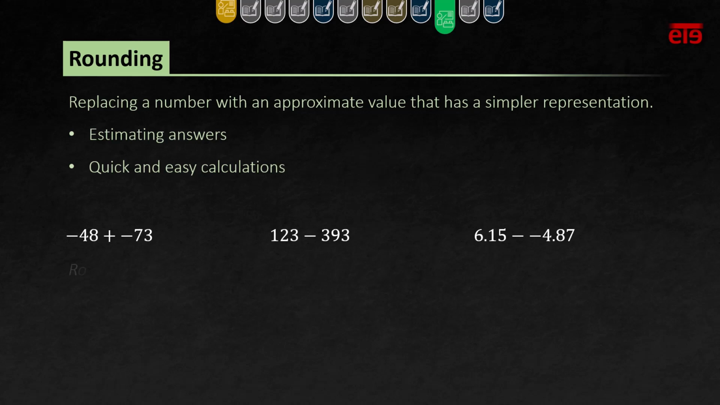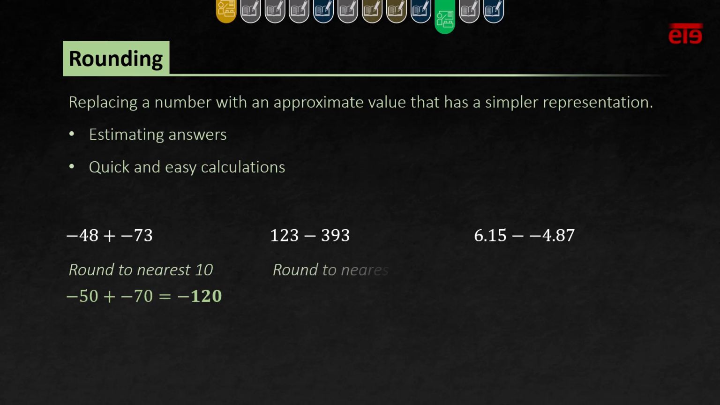Negative 48 plus negative 73. Here we can estimate the answer by rounding to the nearest 10. 48 is rounded to 50 and 73 to 70. Negative 50 and negative 70 add up to negative 120. Thus the estimate for negative 48 plus negative 73 is negative 120.